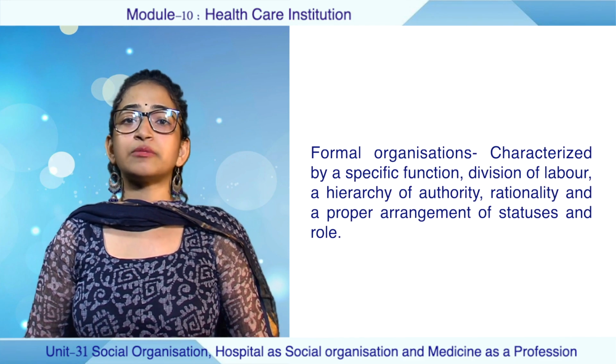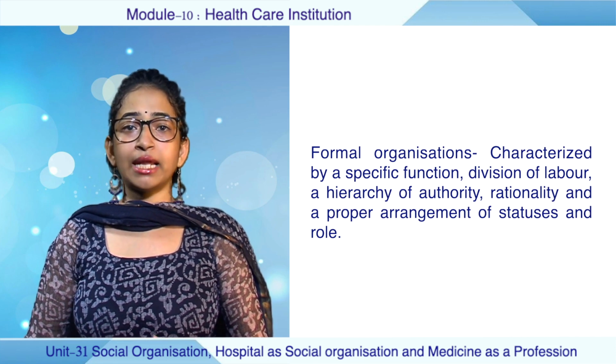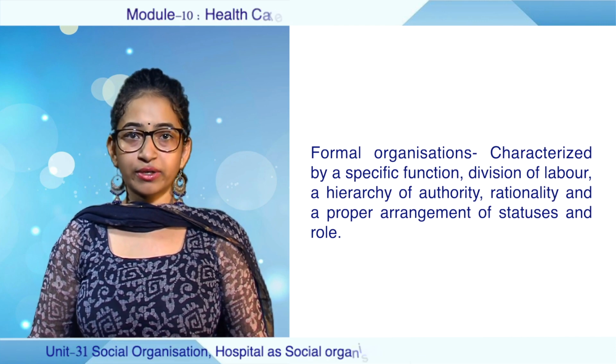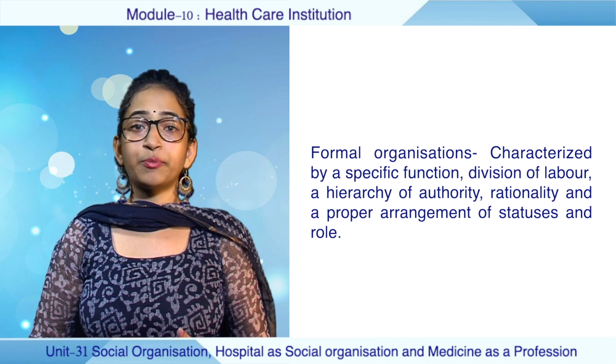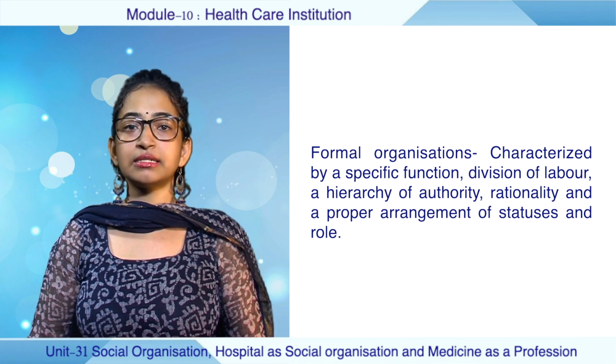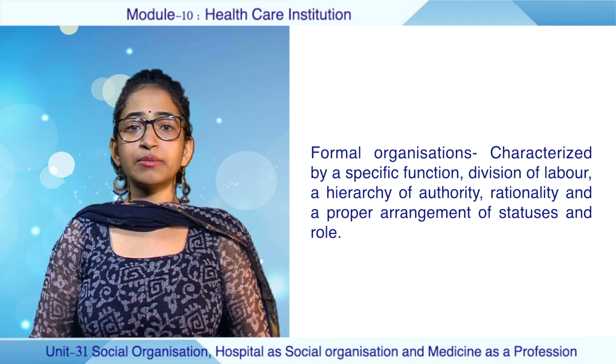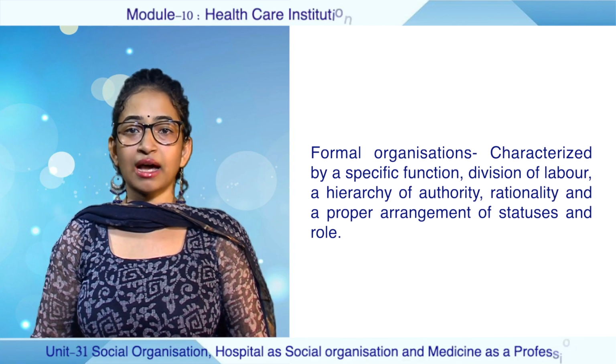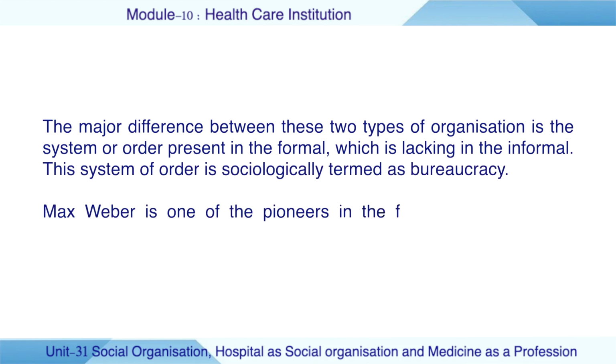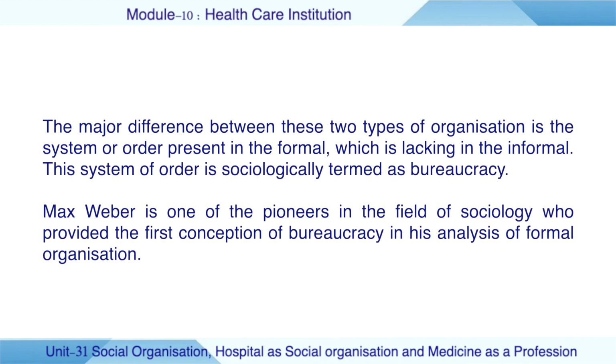These are a specific function, division of labor, a hierarchy of authority, rationality, and a proper arrangement of statuses and rule. The working of these organizations is systematically and carefully planned out. The major difference between these two types of organization is the system or order present in the formal, which is lacking in the informal.